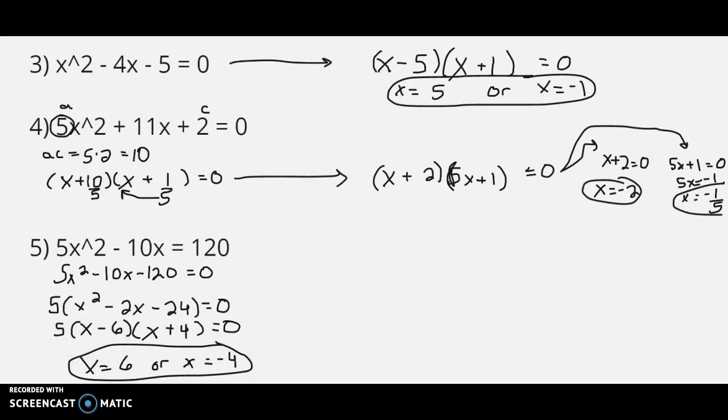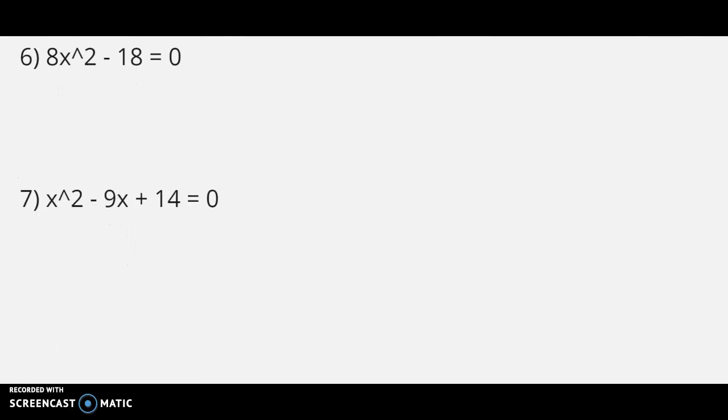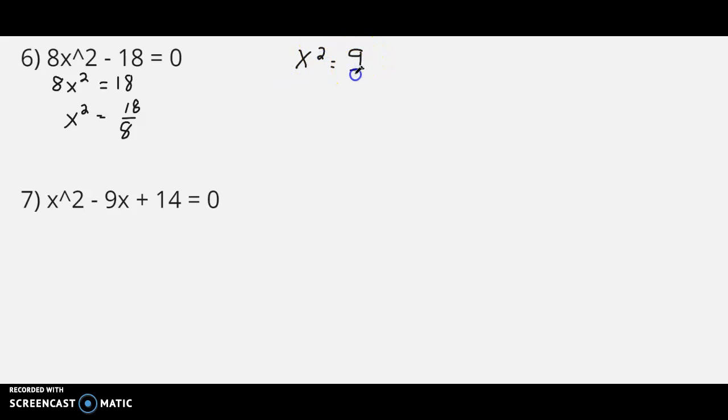Alright, let's look at a couple more here to close out. Numbers 6 and 7. A little bit simpler on number 6. Just going to solve this normally. What we can do is add 18 to both sides if you want. So notice there's only one x term, x squared. In order to solve for x squared, we would then divide both sides by 8. So we have 18 over 8. 18 over 8 reduces to 9 over 4.